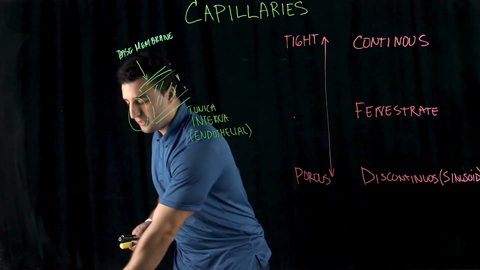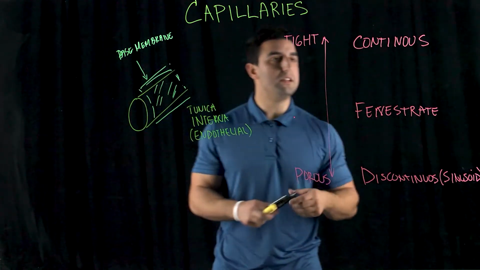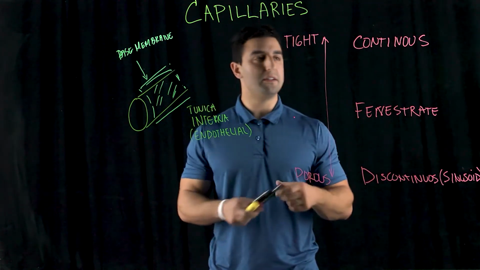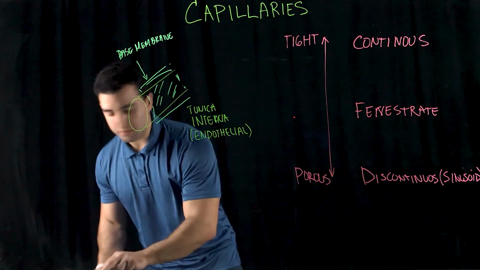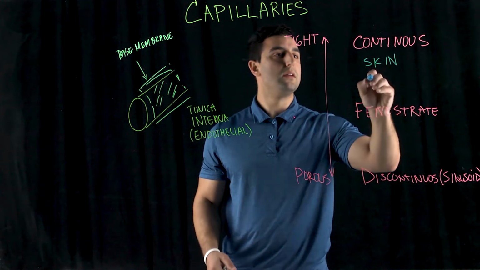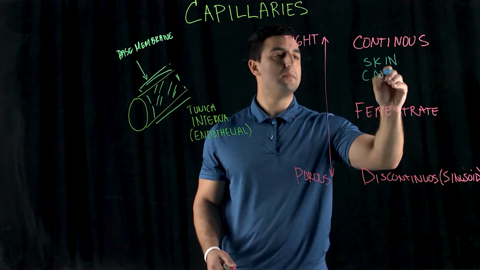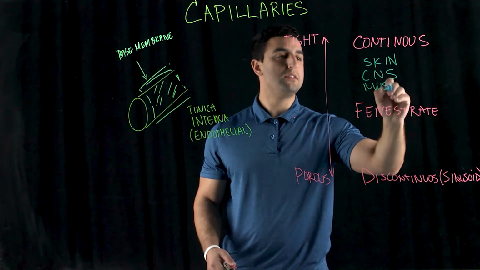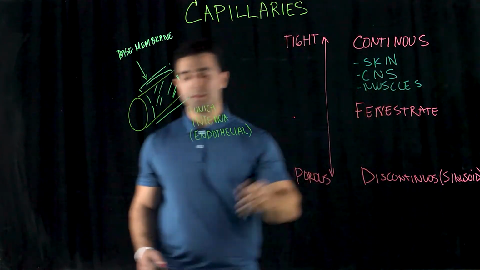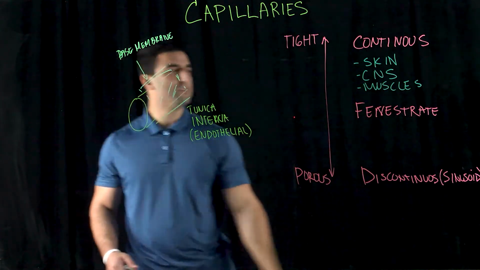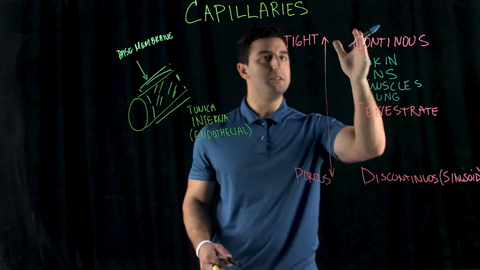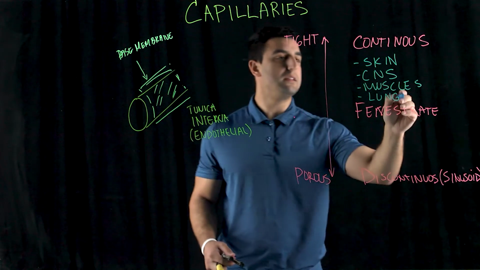The most common places you see continuous capillaries are the skin, muscle, and central nervous system. If I were to grab, where's my blue marker? So the skin, the central nervous system, the muscle. These are good examples of capillaries present in these specific body regions. Also the lungs have continuous capillaries, so the tightest capillaries are present in these regions.